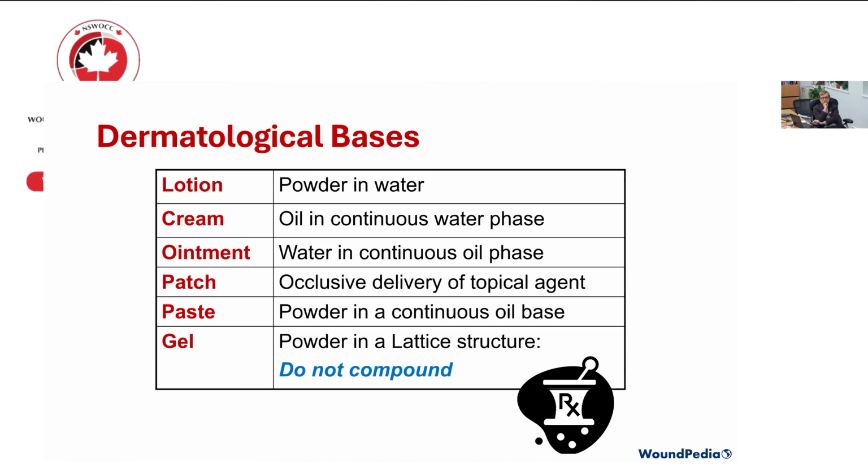And if you want to take a picture of this, this is the difference. Lotion is a powder and water. It's drying, good for the scalp. Cream is oil in a continuous water phase, so it's somewhat drying. An ointment is water in an oil phase. A patch is occlusive delivery of a topical agent. A paste is a powder in an oil. And a gel is a powder in a lattice, and it shouldn't be compounded or the lattice breaks down and it's useless. Next one.